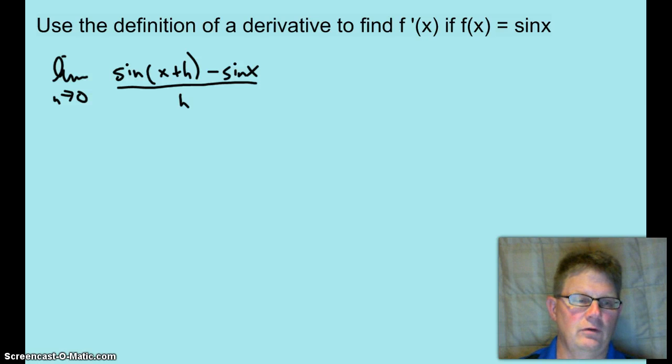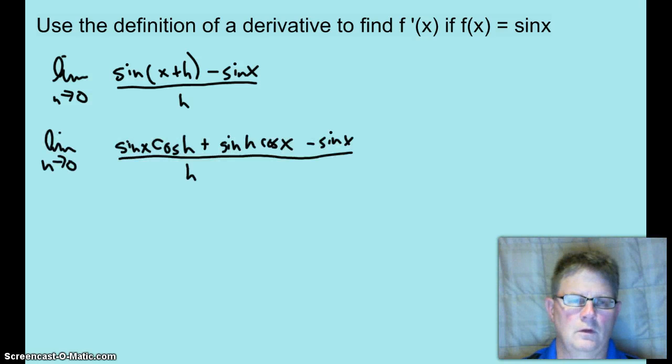You may have to review, or you might just pause and then turn it on because you have no clue. And that's fine with me. Alright, here we go. I think I wanted a little bit bigger pause, so I'm going to pause it now. So we have the sine of x times cosine of h plus sine of h times cosine of x minus sine of x all over h. Alright, now go ahead and try to manipulate that as best as you can.